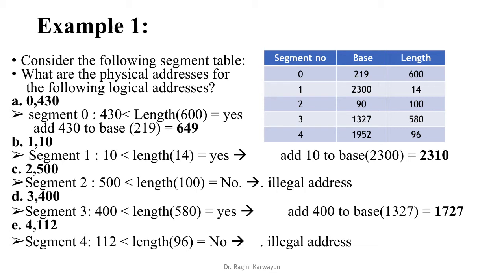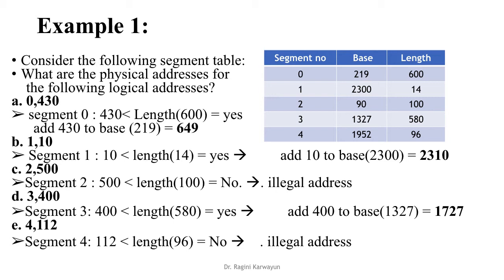Now the third example, that is segment 2 and offset is 500. Segment 2 consists of only 100 words and the CPU is issuing an address to read the 500th word of segment 2 that does not belong to this segment. So a trap will be sent to the operating system by the memory management unit that this is an illegal address.